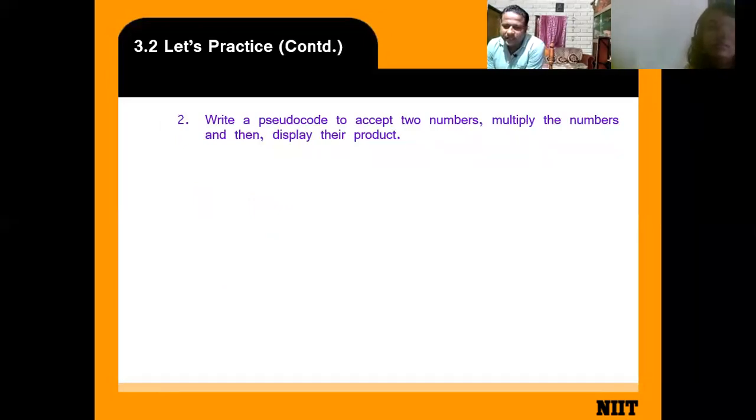Write a pseudocode to accept two numbers, multiply the numbers and then display their product.